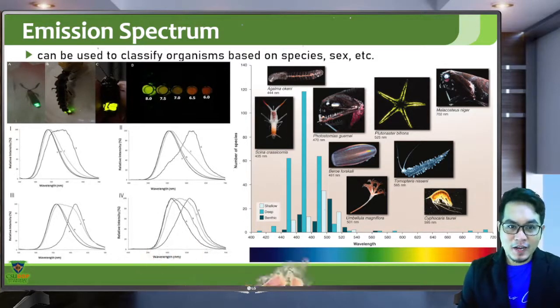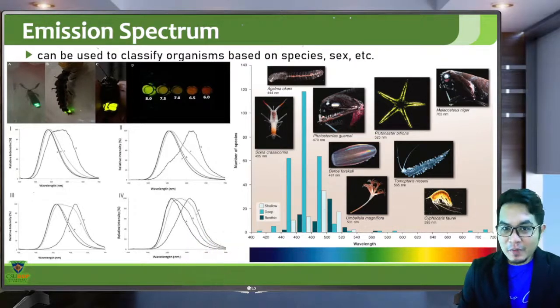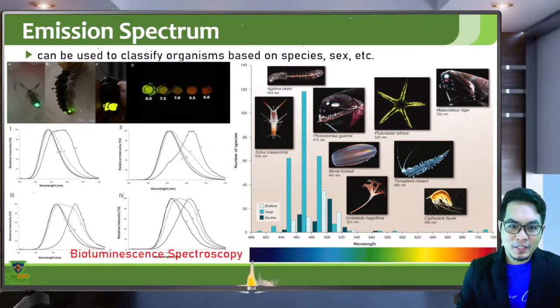There have been researches about fireflies showing that depending on whether it's a female or a male, it emits different wavelengths of light, and also depending on the age of the fireflies, the emitted light varies in color or in wavelength. So this is bioluminescence spectroscopy.